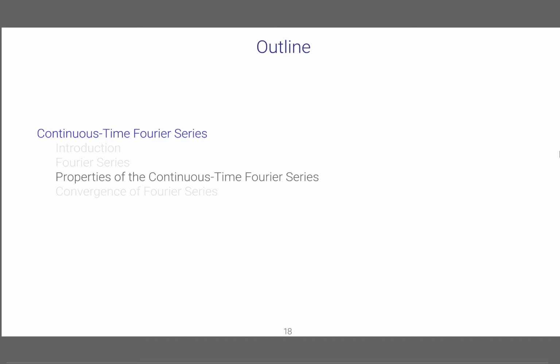Welcome everyone. In a previous lesson, we understood how to compute the continuous time Fourier series. In this lesson, we will understand how to use the properties of the continuous time Fourier series to actually compute the Fourier series of new signals based on our knowledge of the Fourier series coefficients of some existing signals. Then we will look briefly at Parseval's theorem and then briefly at convergence of Fourier series.